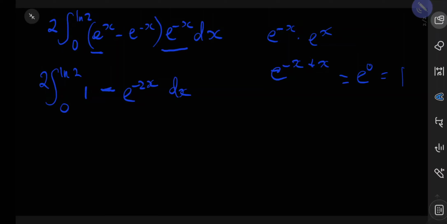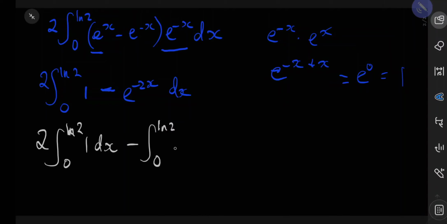So now, seeing that we have 2 terms in our integral, we are going to integrate them term by term. So here we have 2 times the integral from 0 to natural log 2 of 1 dx, minus the integral from 0 to natural log 2 of e raised to power minus 2x dx. So now let's try to integrate this.